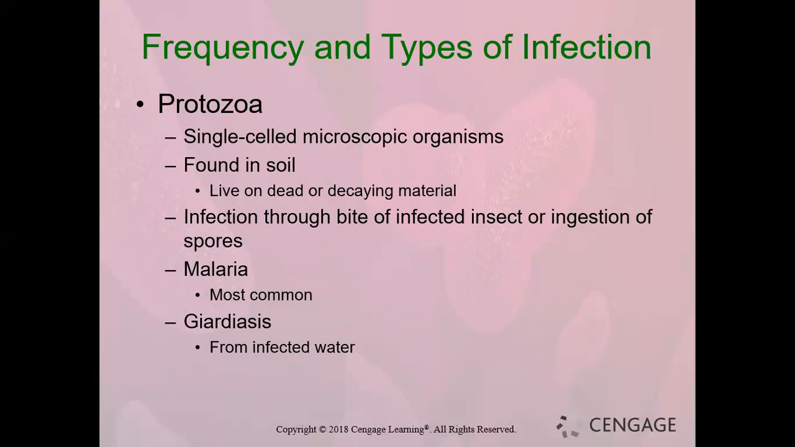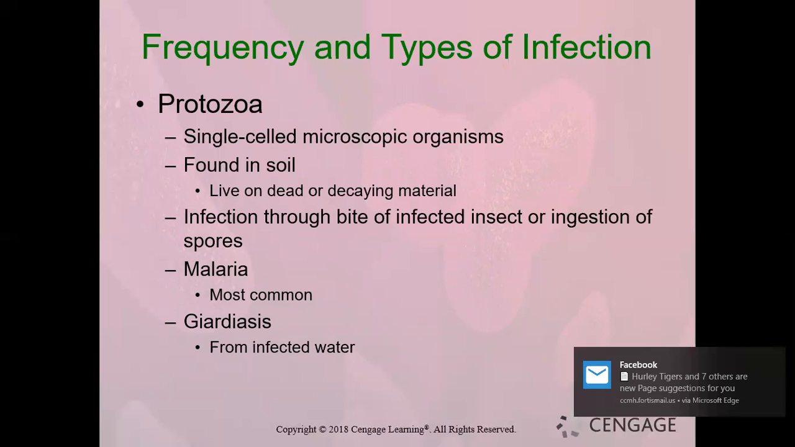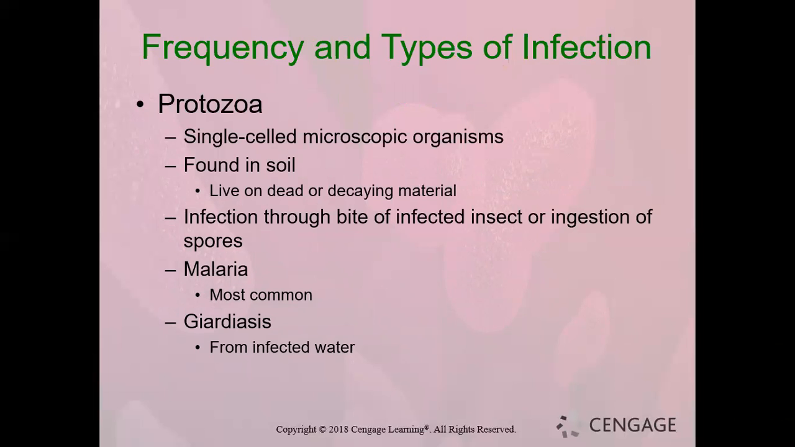Protozoa are single-celled microscopic organisms. These are found in the soil. They live on dead or decaying material. They can infect through the bite of an infected insect or ingestion of the spores. These are also very interesting to look at under a microscope. Malaria would be the most common. Giardia is from infected water. Very, very interesting to see and actually move. It's super interesting. I saw them under a microscope in microbiology at OTC when I took that years and years ago.